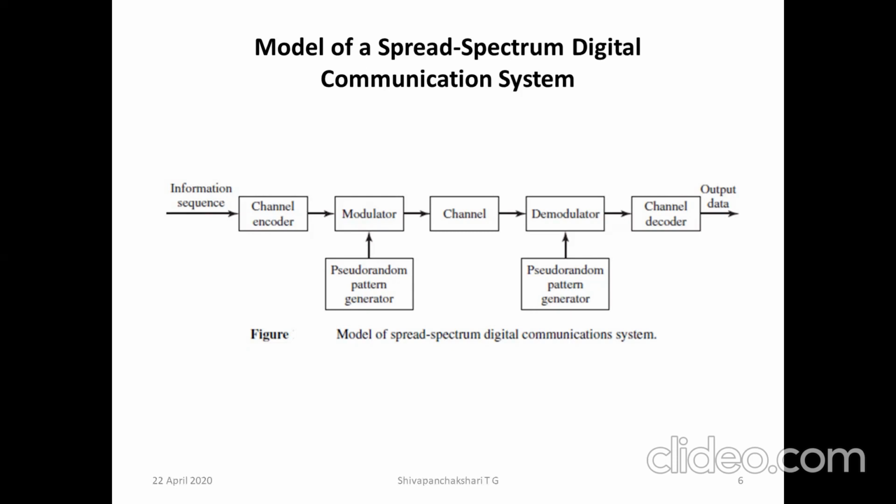After the signal is transmitted over the channel, at the demodulator, that is at the receiver, at the time of demodulation, the same pseudo-random sequence that was used at the transmitter is used to despread the signal. The pseudo-random pattern used at the receiver is locally generated in phase synchronization with the sequence used at the transmitter. Later, channel decoding is performed to detect and correct the errors.